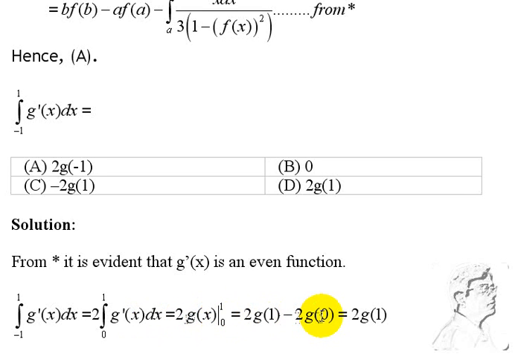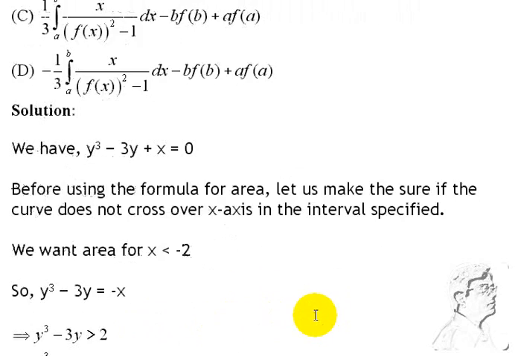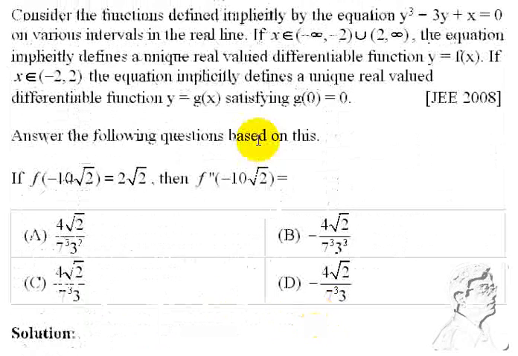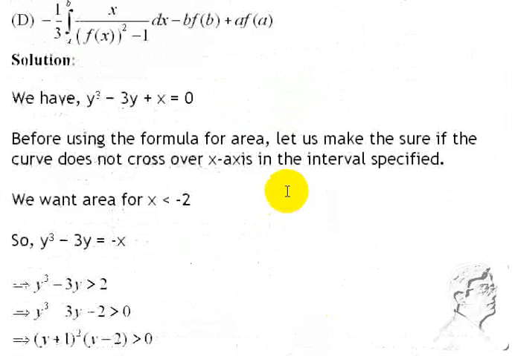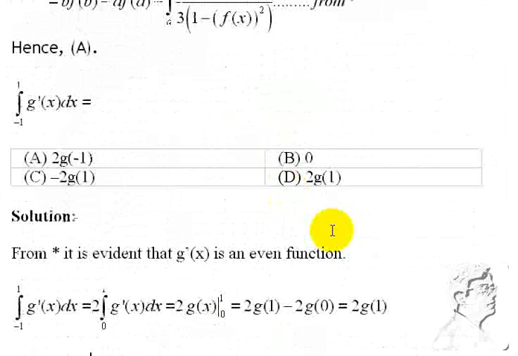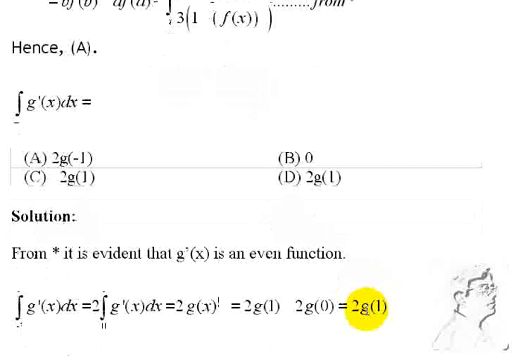G naught comes here, and if you look at the question again, look at the last line which says satisfying g naught equal to 0. So in place of g naught here we put 0, and that's how we get our final answer.